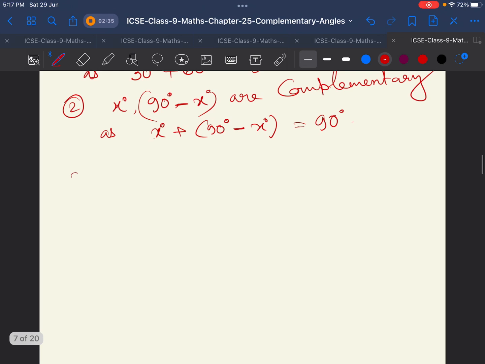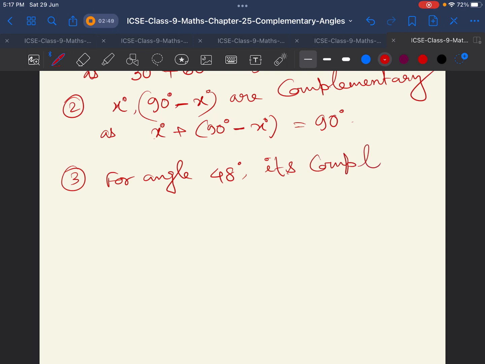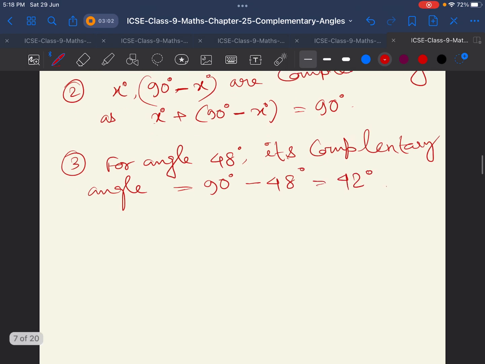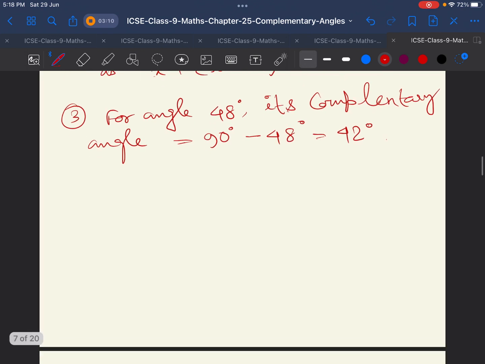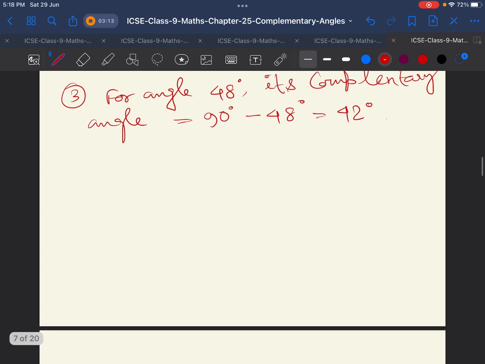Now the third example. For the angle 48 degrees, its complementary angle is 90 minus 48 degrees, which is 42 degrees. So for 48 degrees, its complementary angle is 90 minus 48, which is 42 degrees.